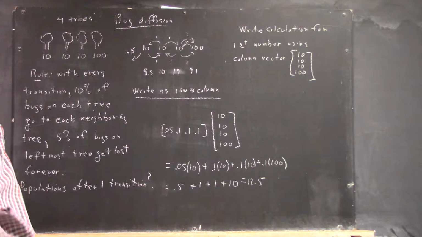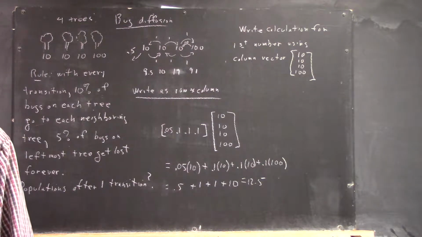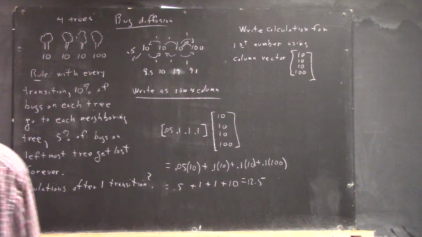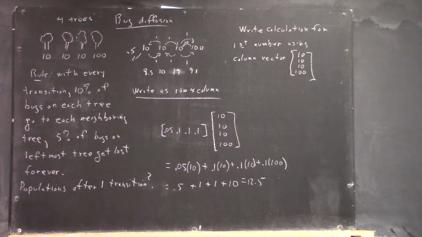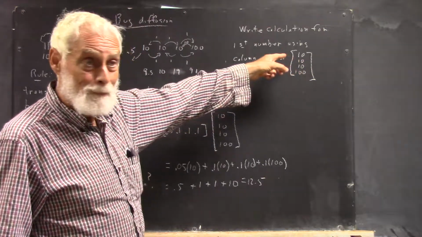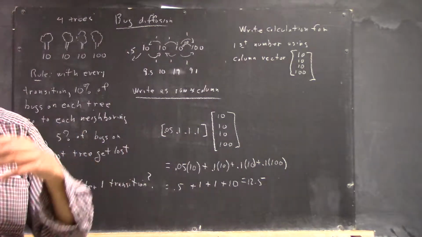So let's focus on the first tree, the row that you multiply by that population vector to give you the population on the first tree. And it would work no matter what the population vector is here, right? It would apply to any population vector and would give you the population on the first tree.